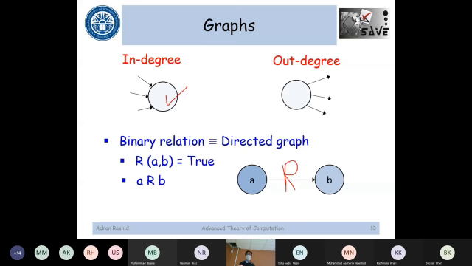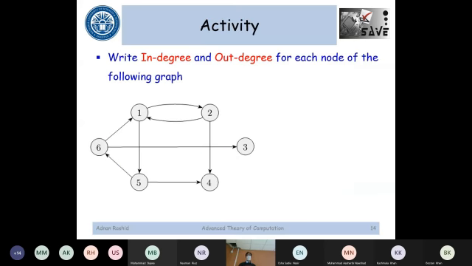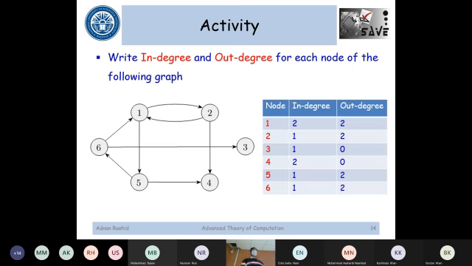Let's go with an activity, guys. This is your activity. You have to write the in degree and out degree for each node of the following graph. And then you keep on filling that table, the in degree, out degree.